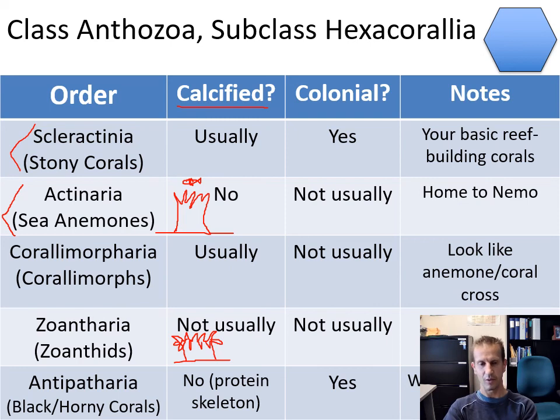Antipatharia, that's sort of a weird group of corals that are not very common on shallow reefs, but they're more common on deep sea reefs. They don't have a hard rocky skeleton, but they have kind of a tough, fibrous skeleton made of proteins, sort of like your hair. And they look more like sea fans or bushes, and they are colonial.